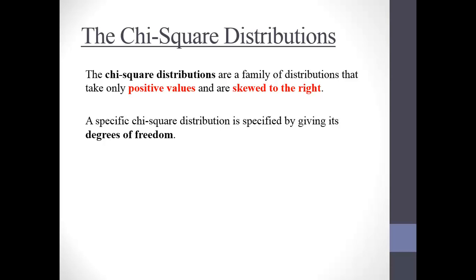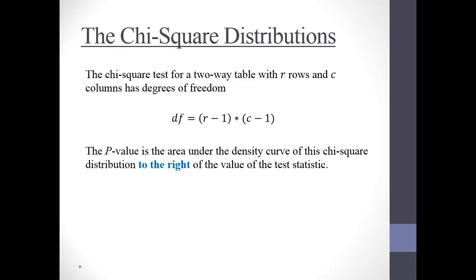And so how do I find out what my degrees of freedom are? Well, if I have a two-way table with lowercase r number of rows and lowercase c number of columns, my degrees of freedom is going to be the number of rows minus 1 times the number of columns minus 1. And then the p-value, again, remember we don't have a one-sided or a two-sided p-value anymore. The p-value is always going to be the area under that curve out to the right of the test statistic that you get. So you're always going to be looking for that tail probability off to the right.